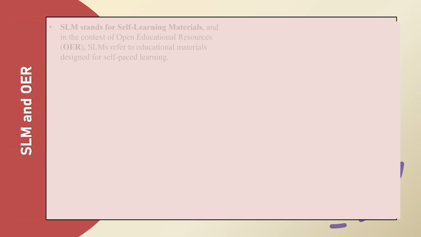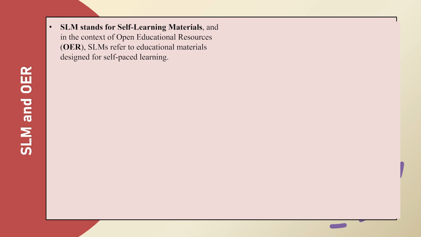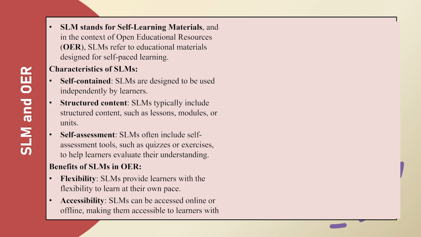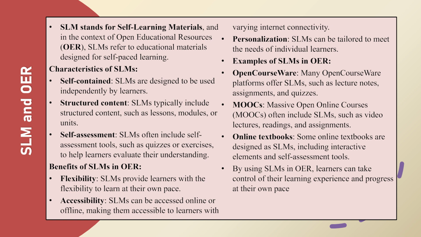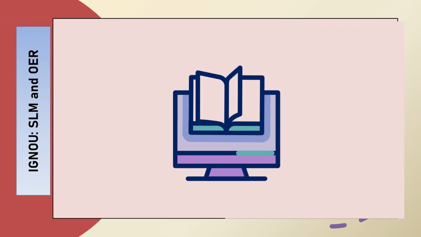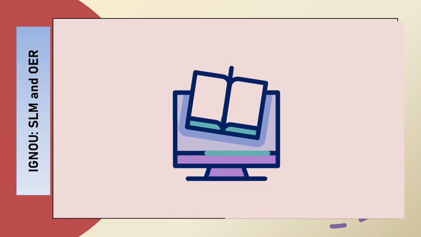So, SLM and OER: different SLMs made into OER by IGNOU. The practice of SLM, self-contained learning materials, that all of you are using, with structured content and self-assessment. The benefits of SLM and OER, we know, are flexibility, accessibility, and personalization. Examples of open courseware include MOOC courseware, massive online course materials, which often include SLMs such as video lectures and online textbooks. IGNOU and NSOU have also made a huge number of SLM materials that people can access online.